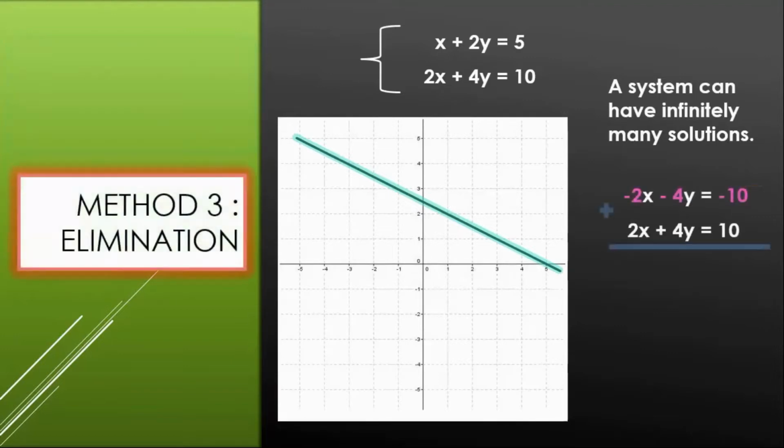What does this look like? Well, when I use the elimination method, I can see that I get a statement like 0 equals 0. This is always true no matter what I choose for x or y.